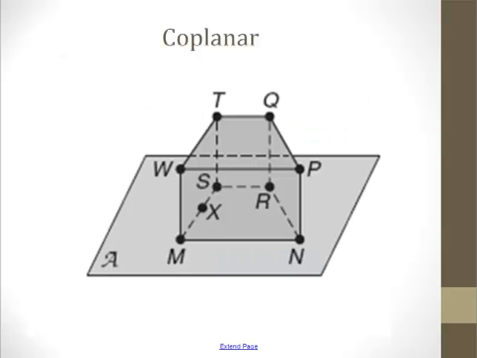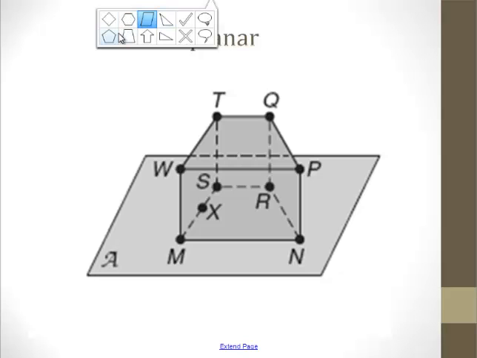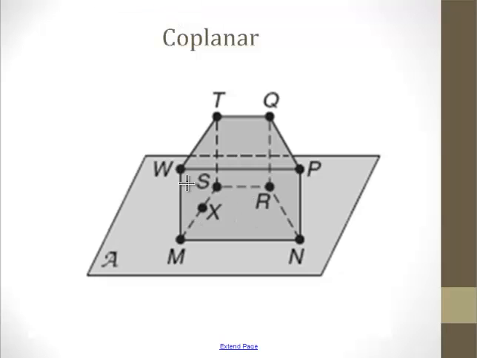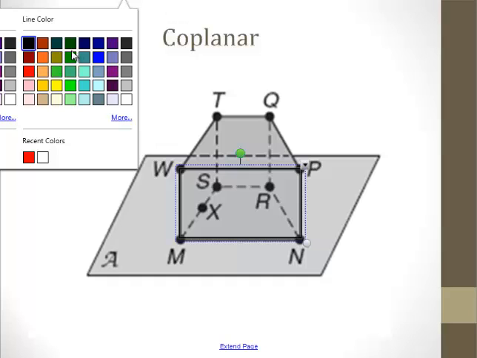Alright, coplanar. Any points that are on the same plane. Where's my rectangle? There it is. Alright, so any points that are on the same plane. So let's take a look at this plane right here, one right in front. Okay, I'll select that. Let's change it to red so we can see it.